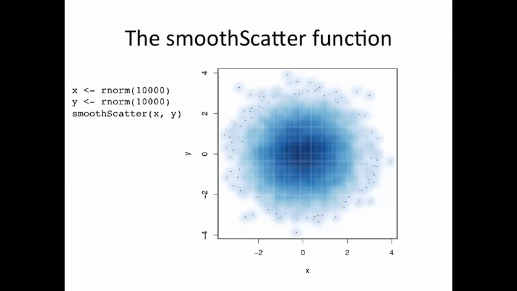So the smoothScatter function creates a 2D histogram of the points in your plot, and it plots the histogram using a certain set of colors. The default set of colors that it uses is the Blues palette in the RColorBrewer package, which is a sequential palette, and it gets darker blue as you get higher and lighter blue as you get lower. So the darker blue areas of this plot are the high density regions, where most of the points are, and the lighter blue parts of the plot are the lower density regions of the plot.